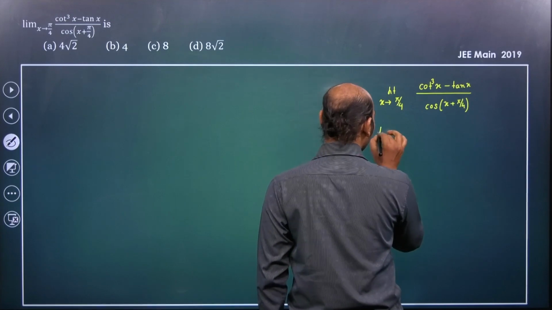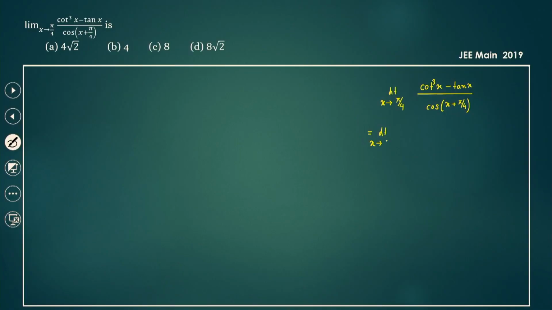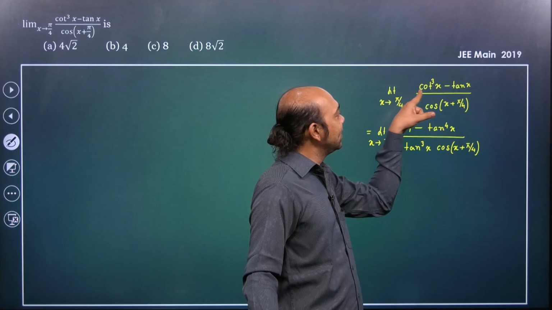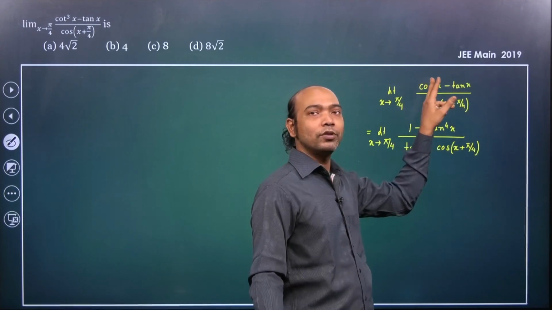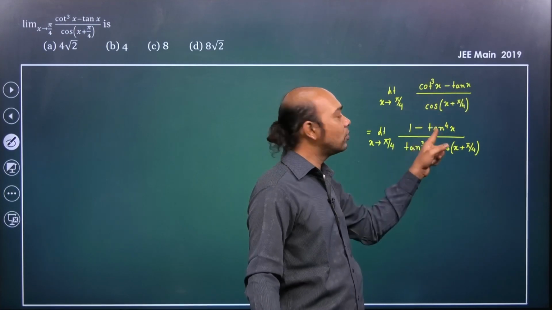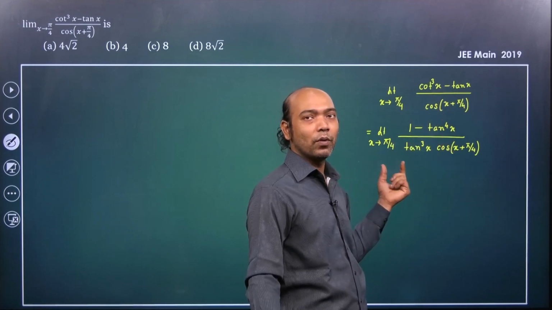So let's go ahead and write down the limit x tends to pi by 4. It's 1 by tan cube x, so therefore we get 1 minus tan to the power 4 x divided by tan cube x into cos of x plus pi by 4. That's it, okay. So what did I do? We multiplied the numerator and denominator by tan cube x. So cot cube into tan cube gives me 1. Tan cube into tan x gives me tan to the power 4, and obviously the remaining.